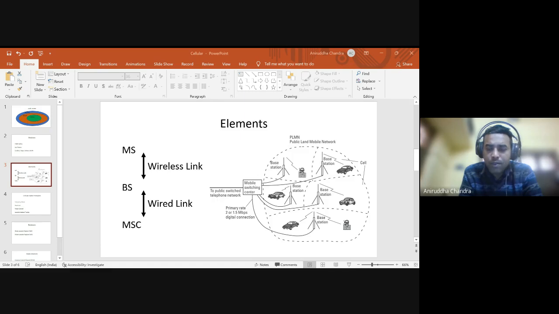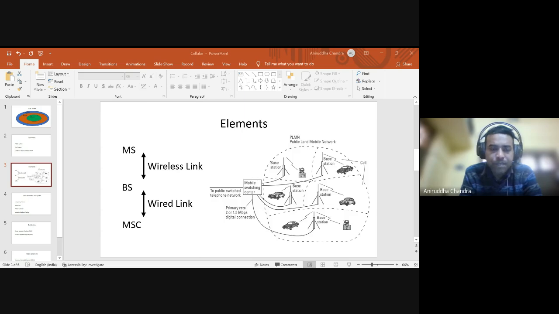The BS stands for base station. Base station is a tower which is in every cell, which you probably can see fitted with some white kind of rectangular antennas. And then there is something called MSC, or mobile switching center. In mobile switching center, it's like a telephone exchange kind of thing, which is connecting all the towers with each other.